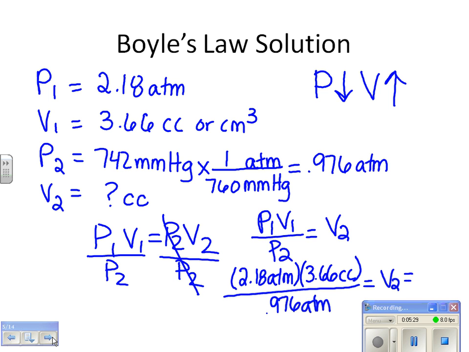Go ahead. Atmospheres will cancel. We'll have cubic centimeters as our answer. Go ahead and multiply and divide the numbers. Be sure to include units. Okay, what happened? We decreased the pressure. Did our volume increase? Yes, it did. From a little over 3 to a little over 8. Good work.